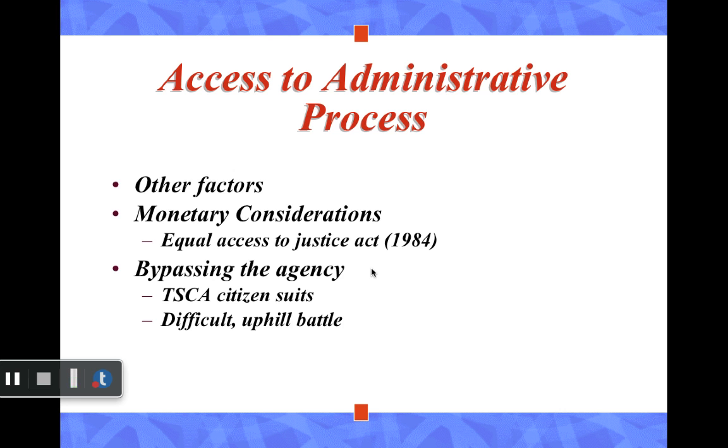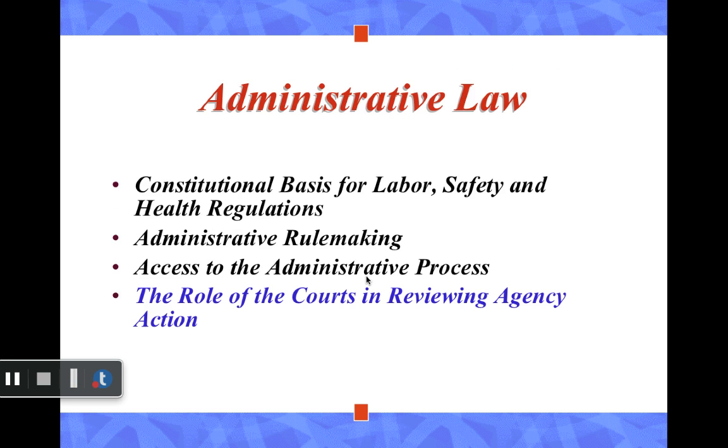And there are some provisions within federal legislation where you can bypass an agency and do a citizen suit directly. TSCA allows this, but again, Congress has made it very difficult to establish standing in these cases, so it's a very difficult uphill battle to actually sue an agency as an individual.